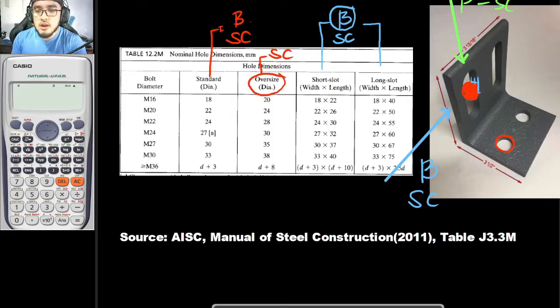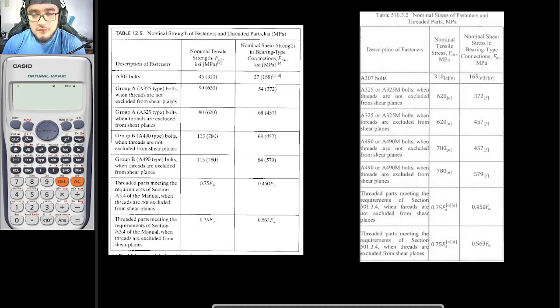So yan, ito lang yung mga butas na ginagamit natin for our steel structure. Moving forward, this is the table of the strengths of the fasteners and the threaded parts for your bolts. As you can see here, we have two tables indicated here. This table right here is from the book of Jack McCormack, and this table right here came from the book of the National Structural Code of the Philippines, 2015.